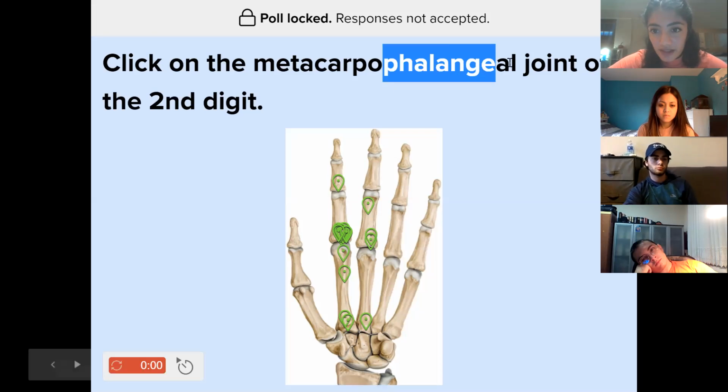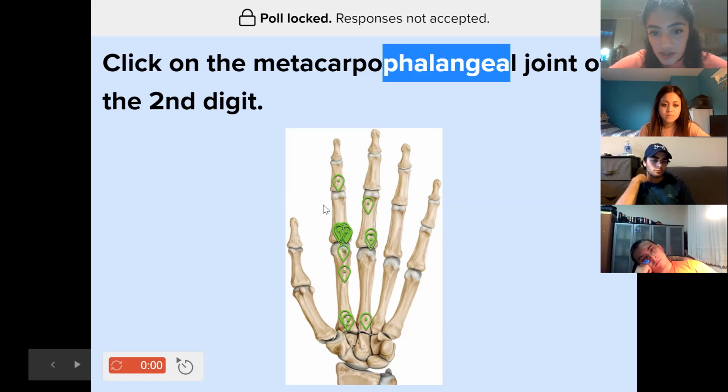So these are not going to be a metacarpophalangeal joint. When we see this word phalangeal, we think of a phalange, right? So this is our phalange. So the metacarpophalangeal joint would be any of these joints between the metacarpal and the phalange. So then we have this one, which is the right answer. That is exactly correct. This is going to be the second digit. So a lot of us got that correct. And then this is going to be the joint that we're talking about.